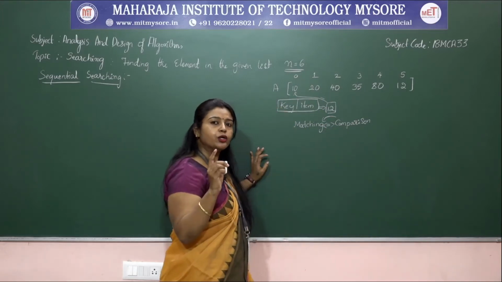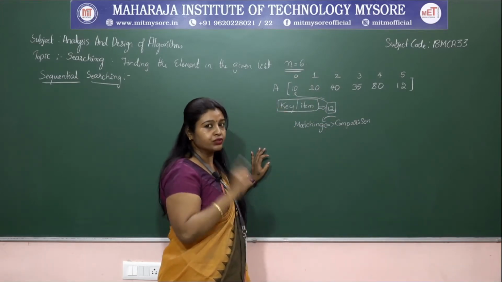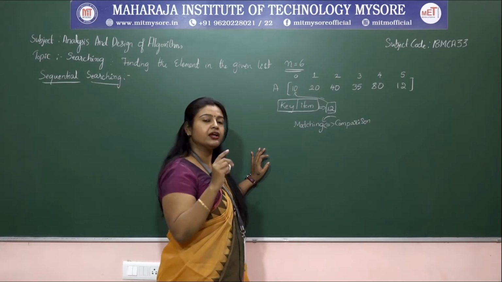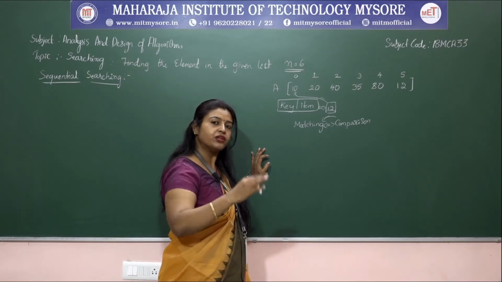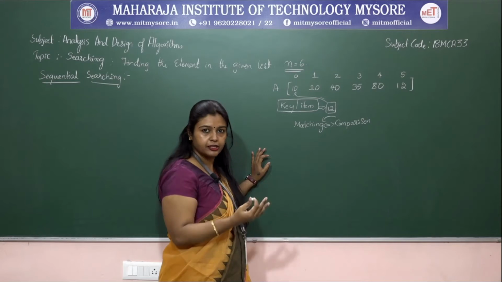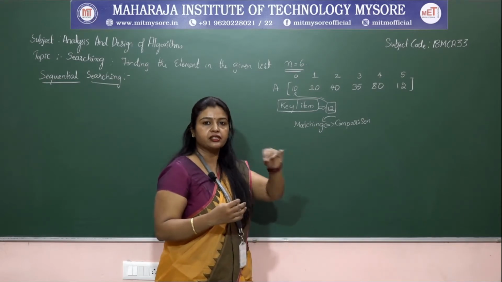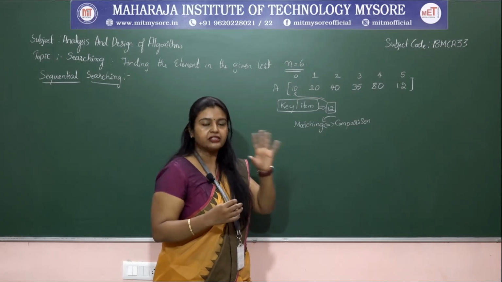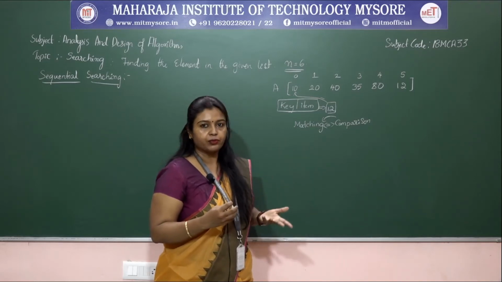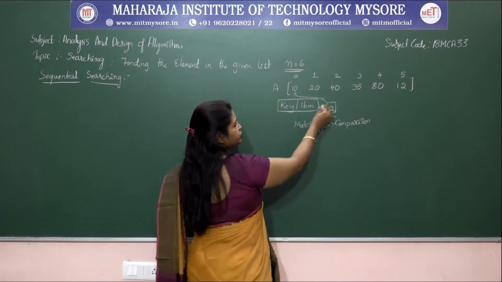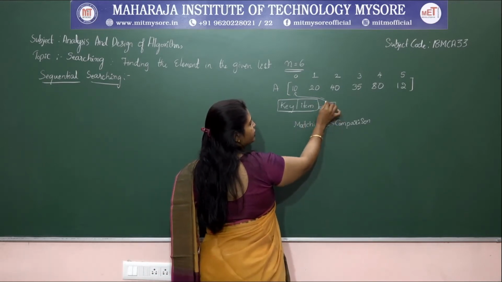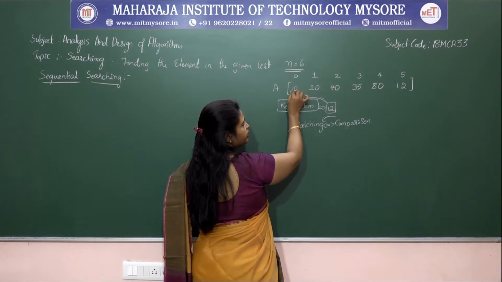If I want to get the first occurrence, that is what we are discussing here. If you are finding the first occurrence of that particular key element in the given list, then we are just saying this element is going to be present at this particular position. That is what we are finding. So we are just going to compare with 10 and 12.